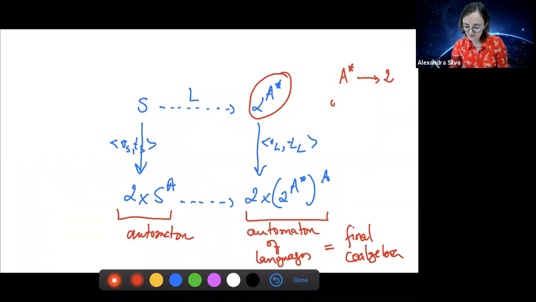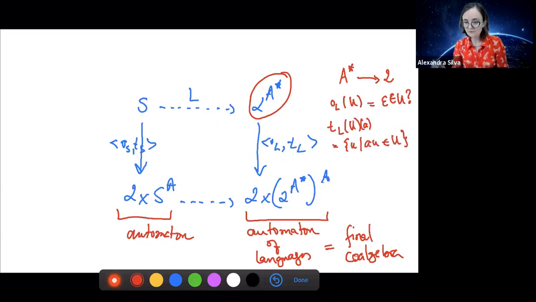The functions O_L and T_L are the semantic Brzozowski derivatives. So O_L takes a language U, and it just answers the question, is epsilon in U? If it's in U, returns 1. If it's not in U, returns 0. Whereas T_L takes U and the letter a and returns all the words w such that aw is in U. So it basically returns all the words that start with an a in U and removes the a from that.